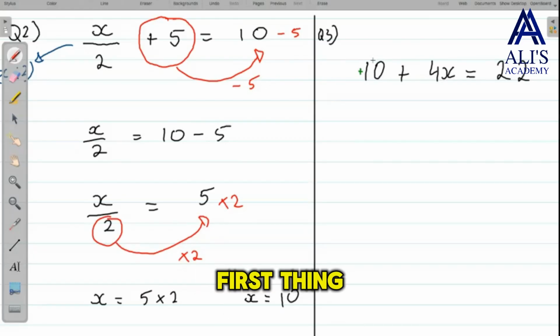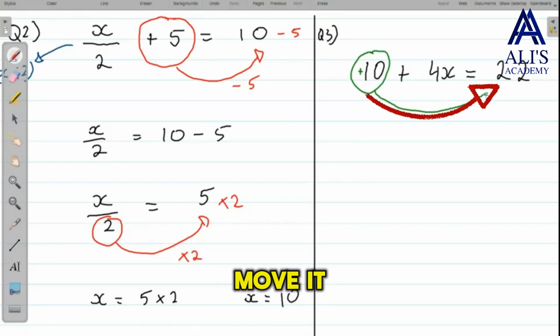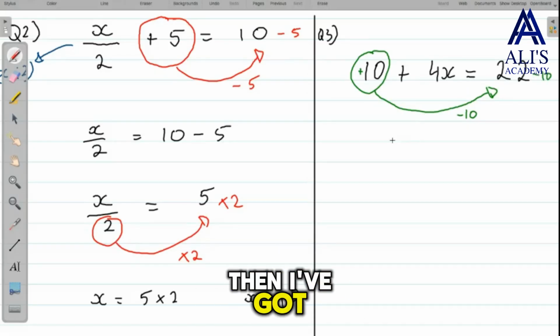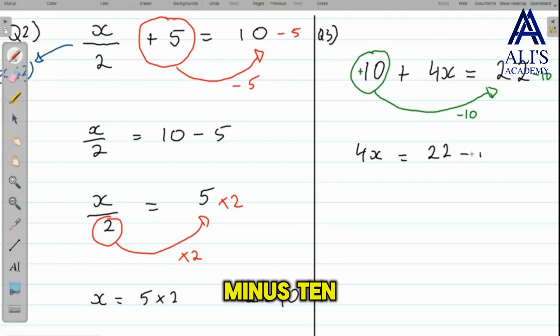So well done. The first thing that we have to do is I have the plus 10, move it to my right side, it becomes a minus 10. So I have minus 10 there, right? Then I didn't do anything to 4x, so 4x equals 22 minus 10.